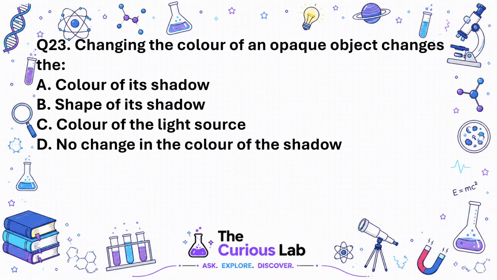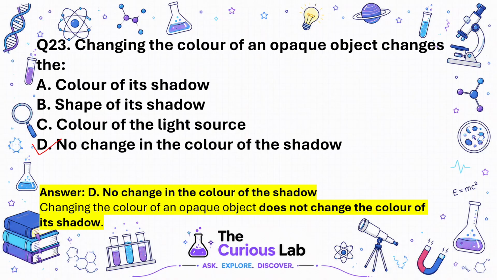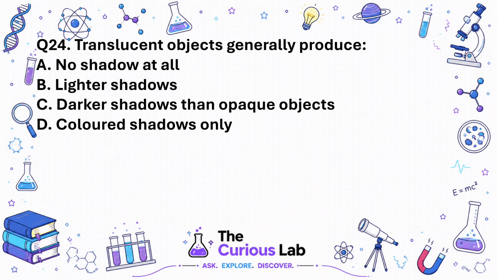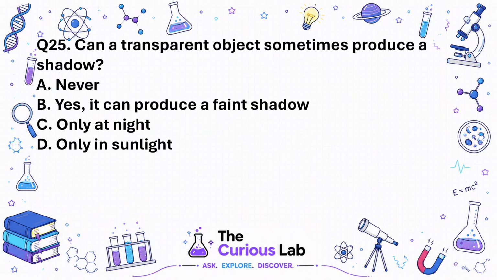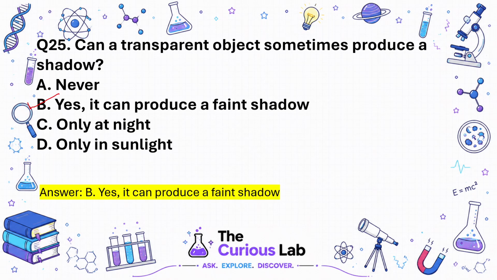Changing the color of an opaque object, there is no change in the color of the shadow. We know the shadow is always black in color. Translucent objects generally produce lighter shadows. Why? Because they allow some light to pass through them. Can a transparent object sometimes produce a shadow? Yes, it can produce a faint shadow because it blocks some light and allows some light to pass through it.